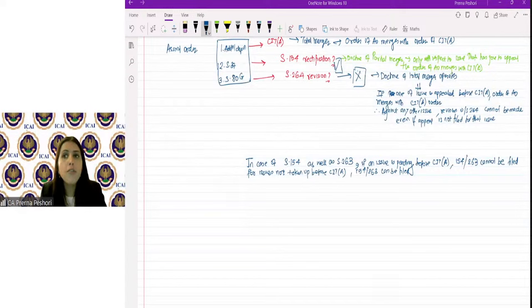So, in case of 154 and 263, the doctrine of partial merger applies. Whereas in the case of 264, the doctrine of total merger applies. Meaning, even if for that issue I have not gone into appeal, I cannot go for 264 revision. So, if I have gone to appeal for any one issue, I cannot go for remaining issues under 264. But in the case of 154 and 263, only for that limited issue which has gone to appeal, 263 or 154 is not possible. For other issues which have not gone into appeal, 263 and 154 can apply.